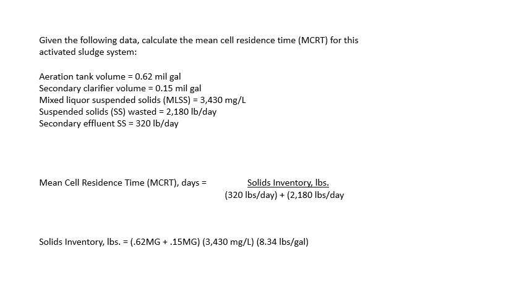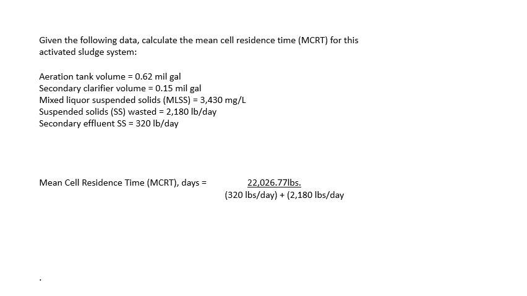So the solids inventory in pounds is equal to 0.62 million gallons plus 0.15 million gallons times 3,430 milligrams per liter times 8.34 pounds per gallon. That gives you a solids inventory of 22,026.77 pounds. So we can go ahead and plug that into our formula where solids inventory goes.